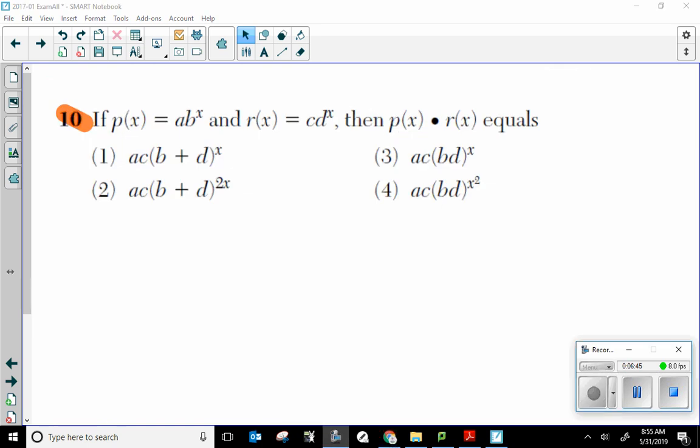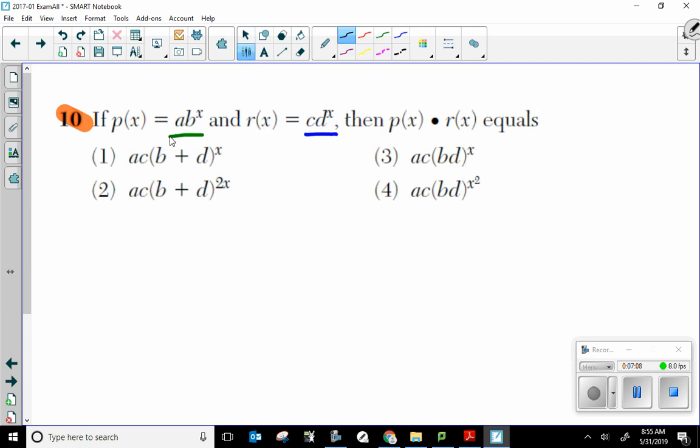Oh, thank God, we're back to straight out algebra. All right, so if P of X equals A times B to the X, and R of X equals C times D to the X, then what is P of X times R of X equal? Well, let's just multiply them together. If I have A, B to the X times C, D to the X, I'm just going to put everything together.